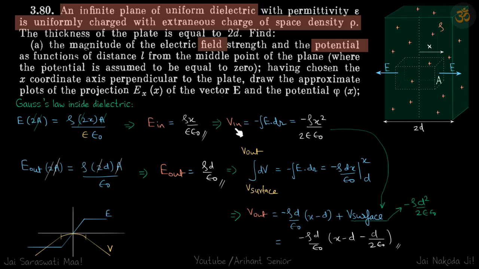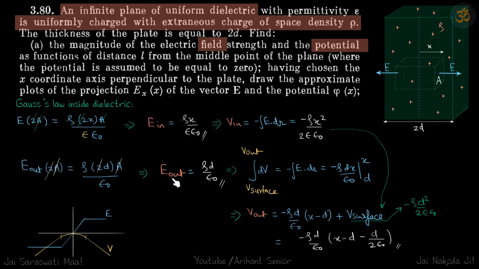Now we can find the potential also inside by minus E dot dr, and it has been given that potential at the center line, this center plane, is 0. So limits of V in will be from 0 to V, and E dot dr limits will be from 0 to x. So you put that here, that's a standard result, and we will get minus rho x square by 2 epsilon naught. This is the potential inside.